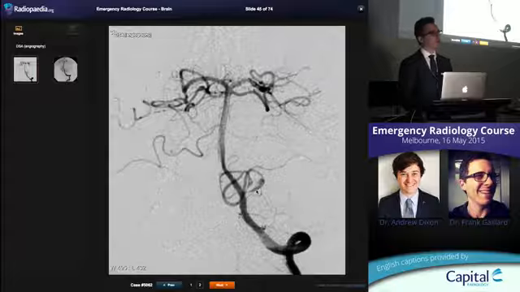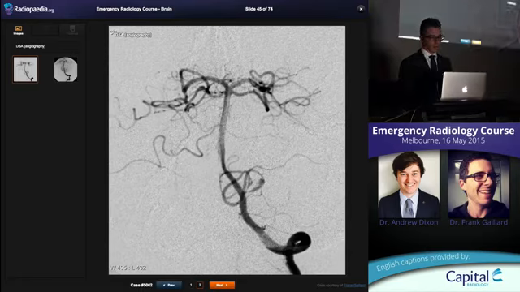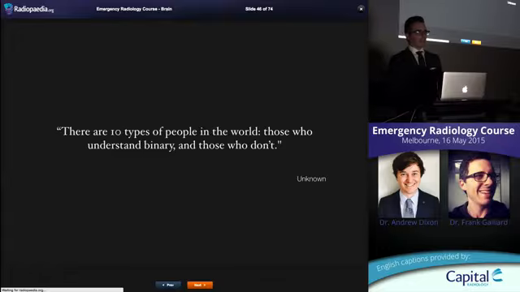You usually have to sacrifice the vessel because you can't reconstruct them, and so they end up with an infarct of the distal vessel. So that's it for bleeds.